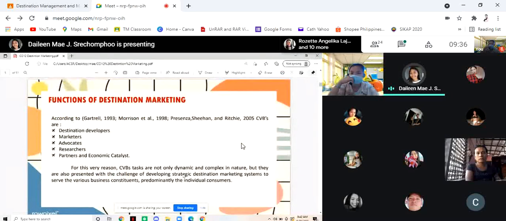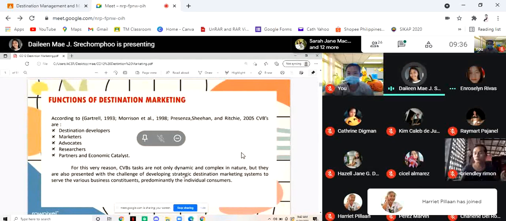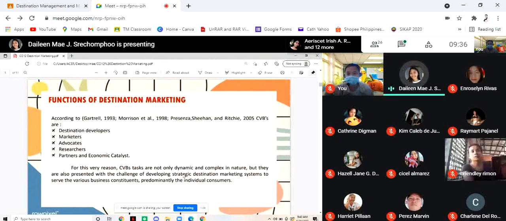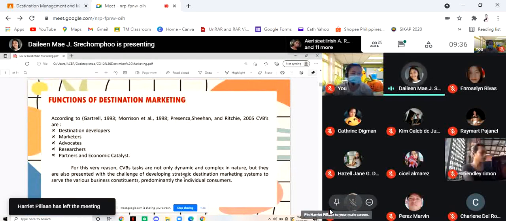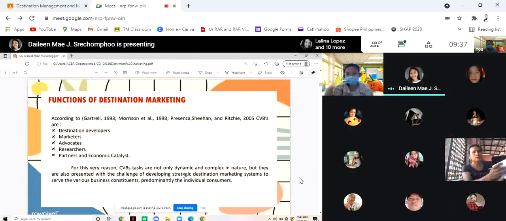Functions of destination marketing. According to Gartrell 1993, Morrison et al., and others, CVBs are destination developers, marketers, advocates, researchers, partners, and economic catalysts. For this very reason, CVB's tasks are not only dynamic and complex in nature, but they are also presented with the challenge of developing a strategic destination marketing system to serve various business constituents, predominantly the individual consumers. So, yun nga, CVBs daw ay destination developer kasi yun yung pinakang main function nila, yung mag-develop ng isang destination.